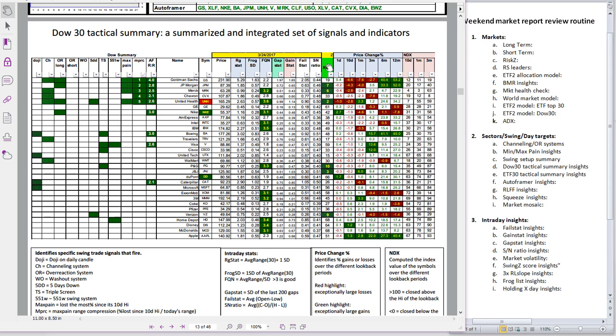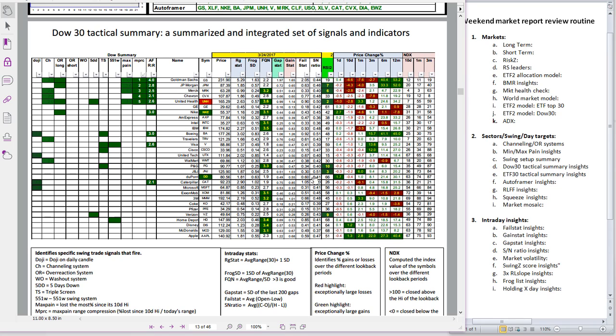In the RSI2, things that are firing green are ones that had exceptionally strong sell-offs over the last 2 days. In the price change percentages, the ones in red have sold off a lot compared to their peer group, in this case among the Dow, over these various time frames. The ones that are in the green are exceptionally strong compared to their peer group. So looking at Apple, although no swing patterns, it just has been dominant in every single time frame. So in terms of relative strength leader, that's certainly one to look at.